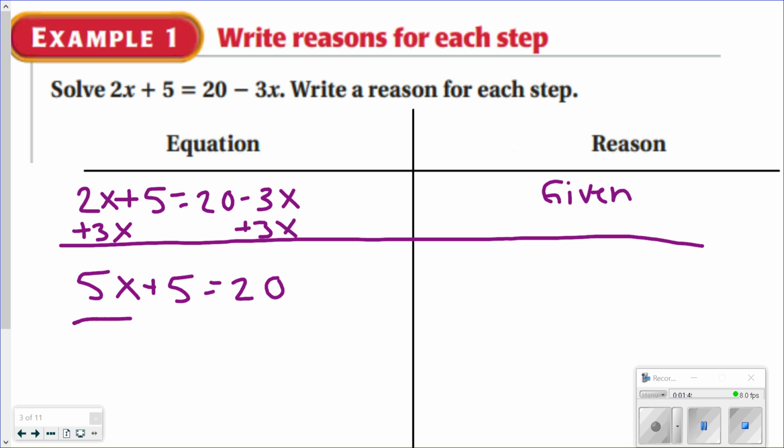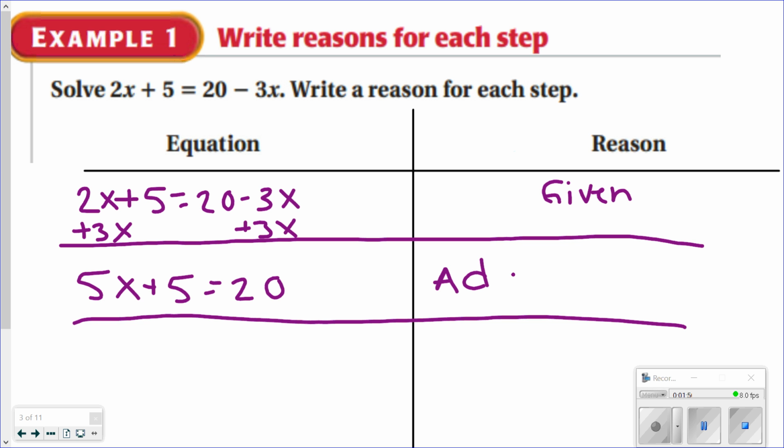All right, well, what was my reason? That was the addition property. I'm just going to put add property. I added 3x to each side, so that's why it's the addition property.